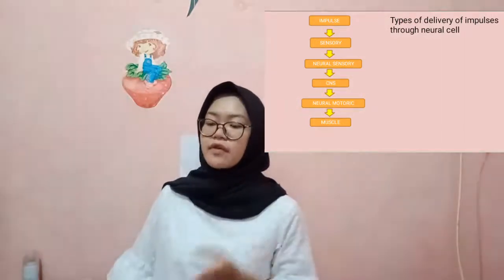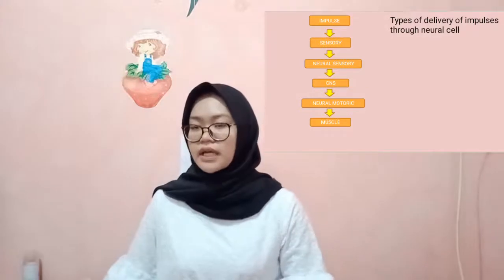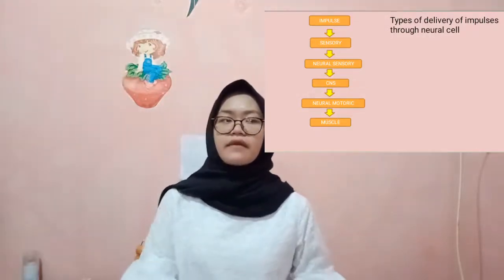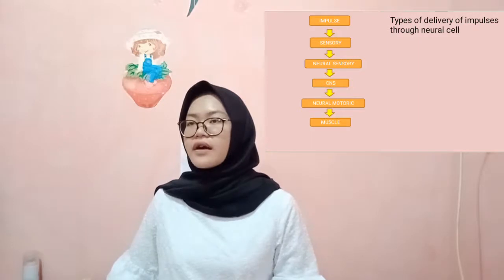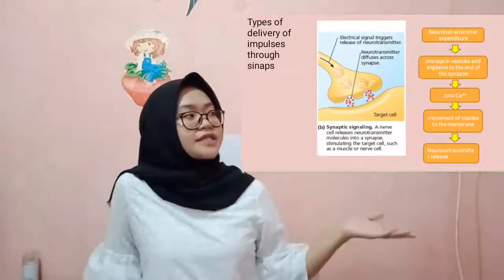After the impulse is received by the sensory organs, they derive the information to the sensory neurons. After that, the sensory neurons forward the information to the CNS. Then the CNS delivers the information to the motor neurons, and the motor neurons receive and deliver the information to the effectors like muscle and etc. Next, please look at this slide.